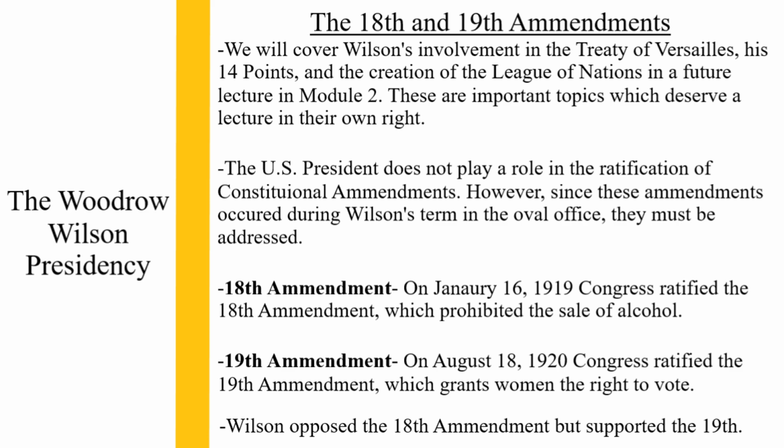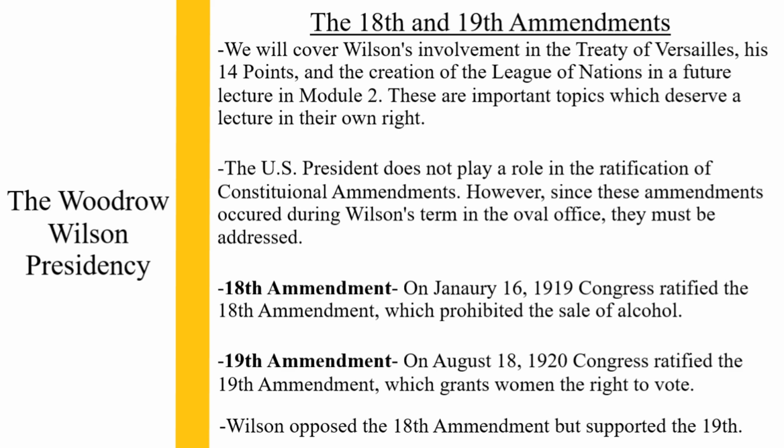And moving on to the 19th Amendment, on August 18, 1920, Congress ratified the 19th Amendment, which grants women the right to vote. Wilson opposed the 18th Amendment but supported the 19th. And again, it's important to point out that Wilson had no formal control over these since they are constitutional amendments, they are not bills that were signed into law. But, for what it's worth, Wilson lent his vocal support to the 19th Amendment, and he opposed the 18th Amendment. However, in the end, both of these amendments would become law.